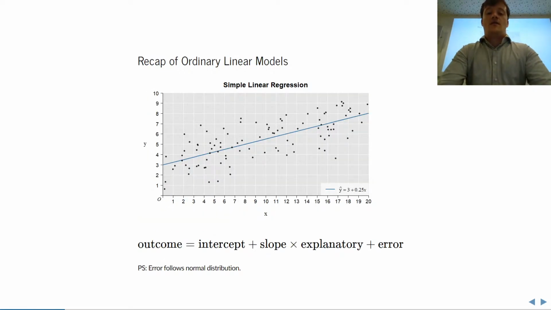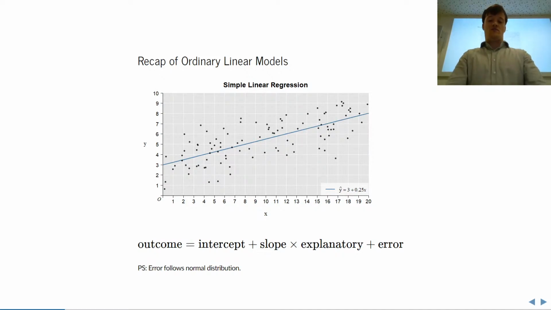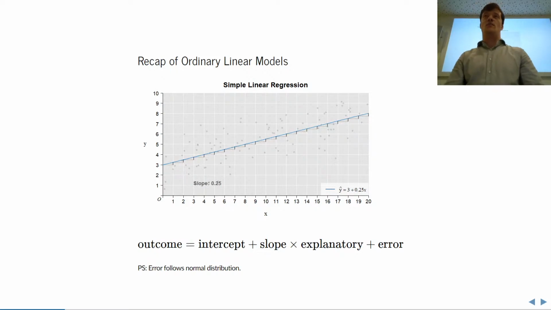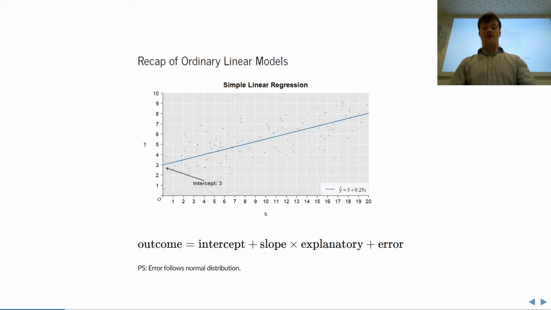Okay, so ordinary linear models are just any model of the kind intercept plus slope times explanatory variable, and you can have multiple slopes in multiple dimensions, but this is the basic idea. And we fit these models by something called ordinary least squares, which means that you minimize the squared residuals. That's the estimating procedure, but that estimating procedure also comes with a PS: the error follows a normal distribution.